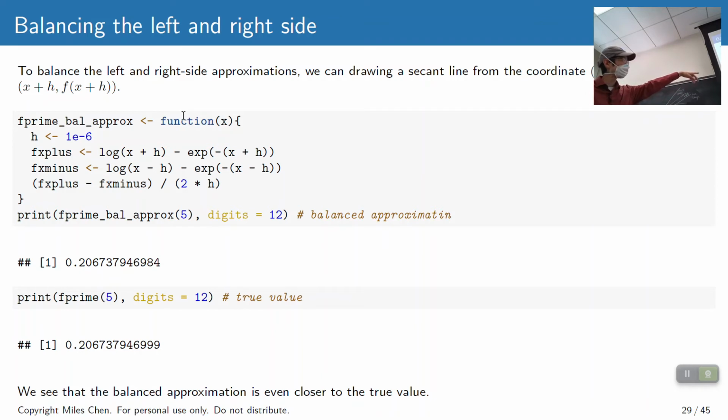A balanced approximation for f prime is I'm going to take f of x plus h and f of x minus h. So we're going to do log of x plus h minus e to the negative x plus h, log of x minus h minus e to the negative x minus h. We're going to take the difference between these two things, and we're going to divide by 2h instead. Right? And so this will give us an approximation.